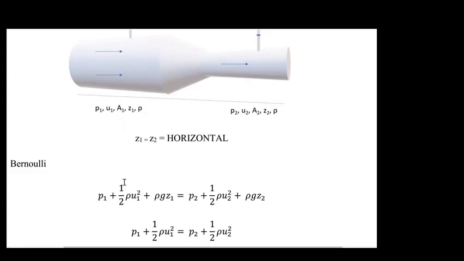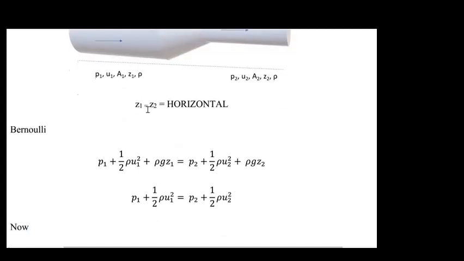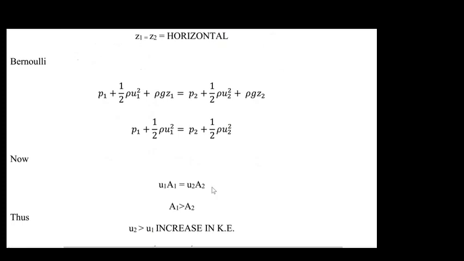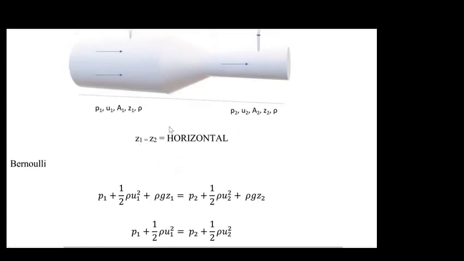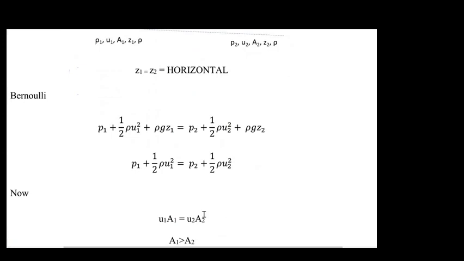Our pressure plus our kinetic energy plus our potential energy is equal to our pressure and our kinetic energy and our potential energy at position 2. This is position 1, this is position 2. Okay, now if Z1 is equal to Z2, this term here cancels with this term here. So we simplify it to this. Our pressure and our kinetic energy at position 1 is equal to our pressure and our kinetic energy at position 2. Now we know from conservation of mass that our velocity times our area at position 1 is equal to our velocity times our area at position 2.